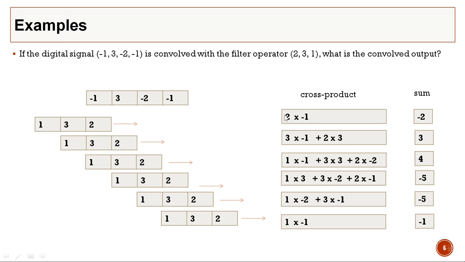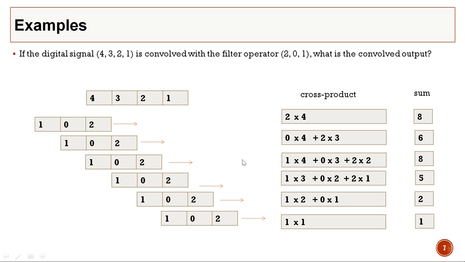So the first term will be 2 times -1, gives you -2. The second time you slide past is 3 times -1, and then 2 times 3, so it will give you -3 plus 6 equals +3. And similarly, slide the third time, you will get 1 times -1, 3 times 3, and 2 times -2, and then you add them together, you will get 4. For the next time you do the same, so your final convolved output will be -2, 3, 4, -5, -5, -1. So this is how the convolution process works.